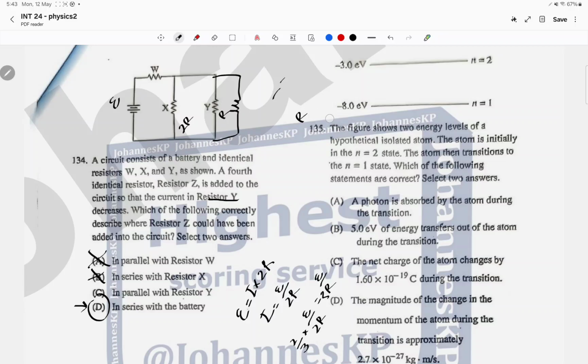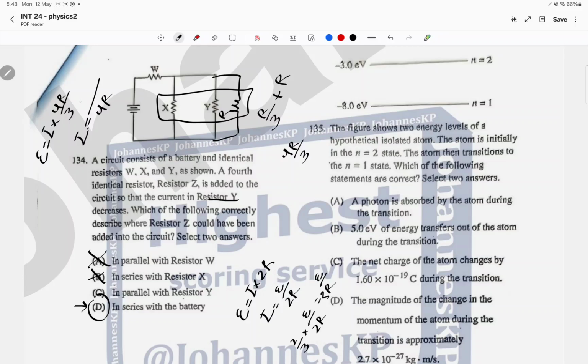then what's going to happen is I will have these guys. I'm going to have R over 3 plus R. Okay, so I'm going to have 4R over 3. Now the W gets EMF is equal to I times 4R over 3, so I is equal to 3 EMF over 4R. Okay, now each one's going to get like 1/3 of that, right? So 1/4, yeah, which is less than 1/3. So C and D.